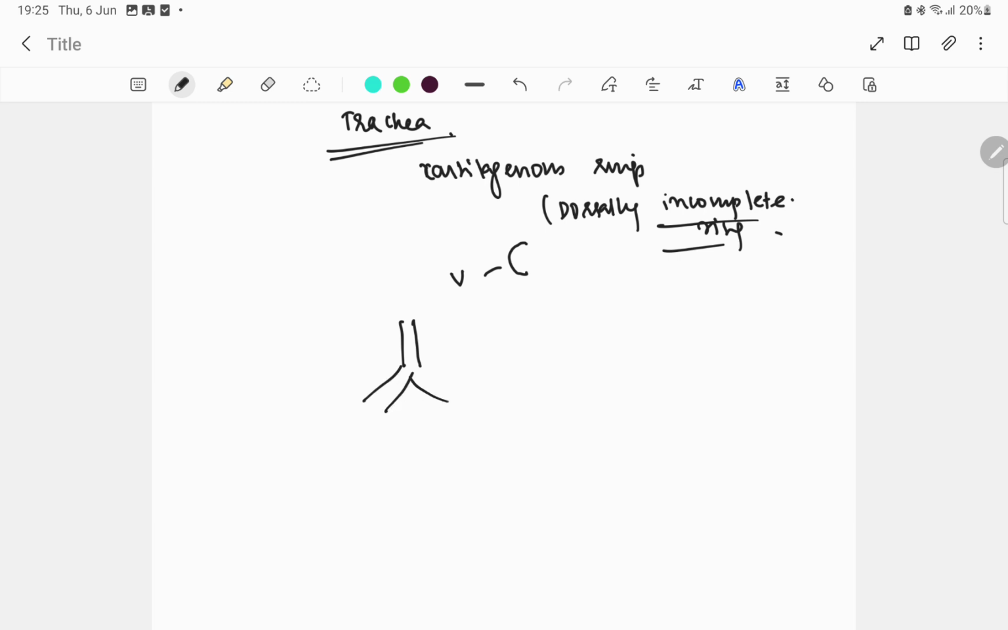Trachea divides into primary and secondary bronchi. Trachea divides into two main bronchi, or primary bronchi. At which vertebral level? That is very important. This division happens at the T5 level. T5 means the fifth thoracic vertebral level. Trachea divides into two primary bronchi. That is a very important question for NEET.